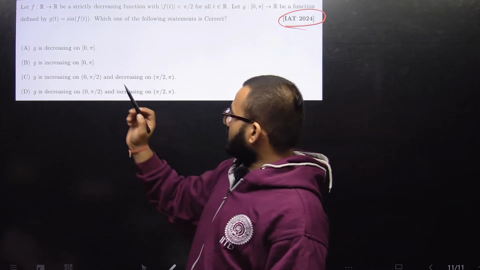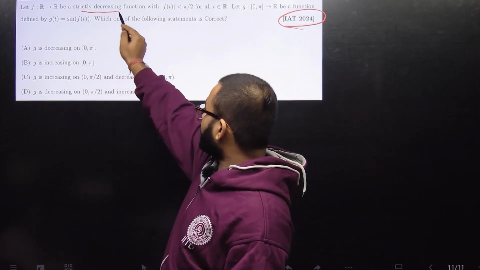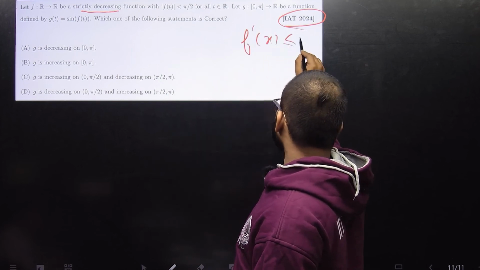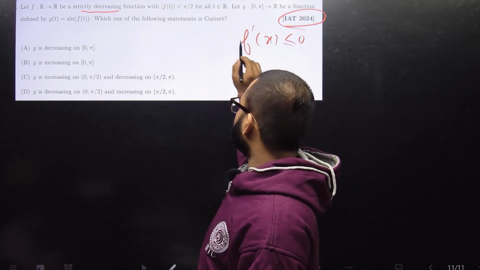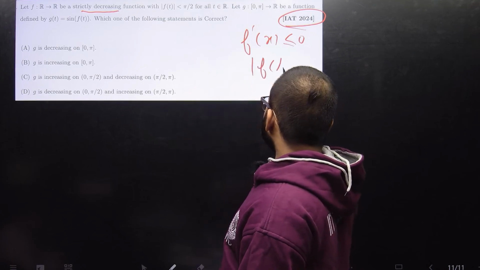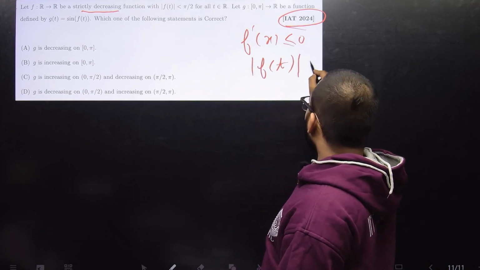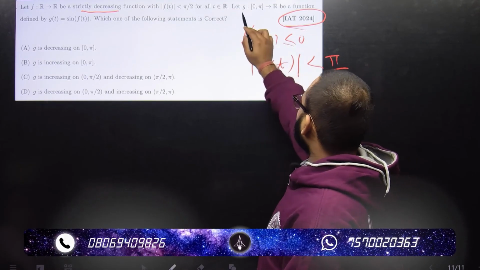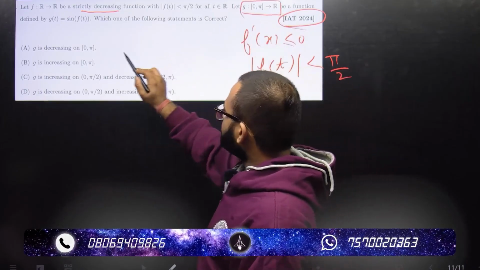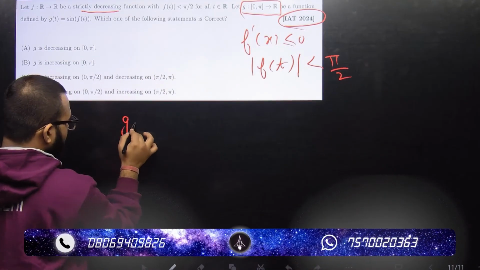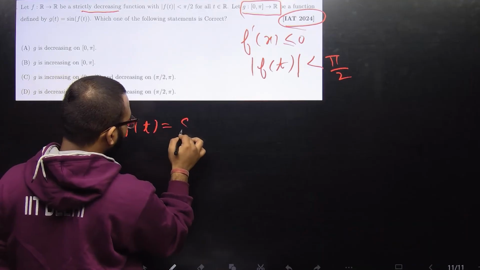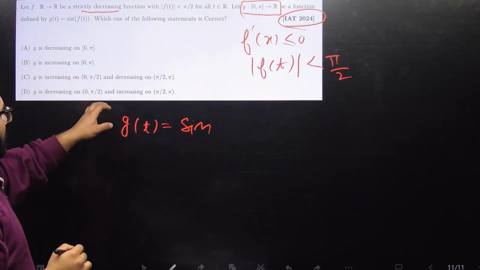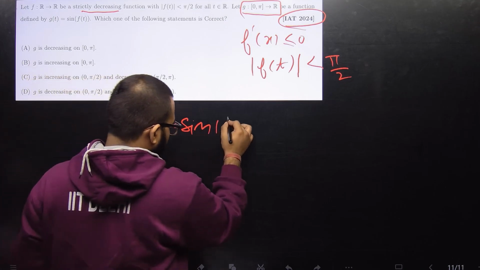So in this question, given that f is a strictly decreasing function, that means f dash x is less than or equal to 0, that is given, and mod of f(t) is less than pi by 2. So mod of f(x) is a bounded function. And our other function g from 0 to pi is g(t) equal to sin f(t). Now we have to discuss increasing, decreasing, and the nature of g(t) in this question.